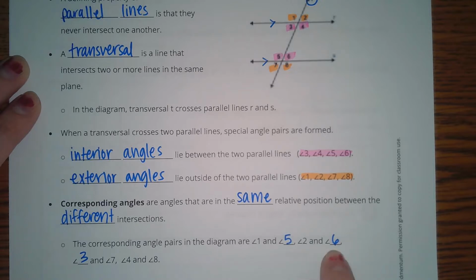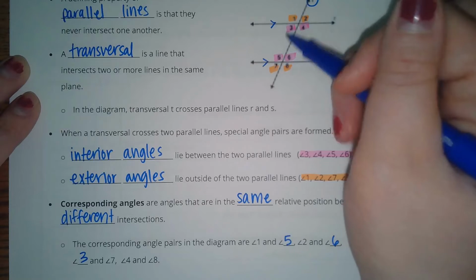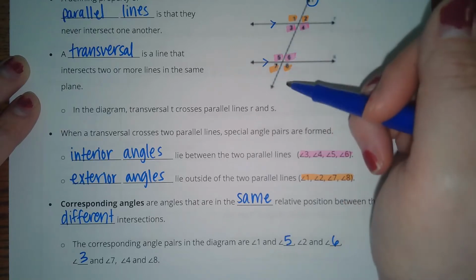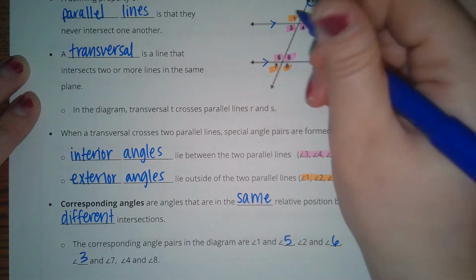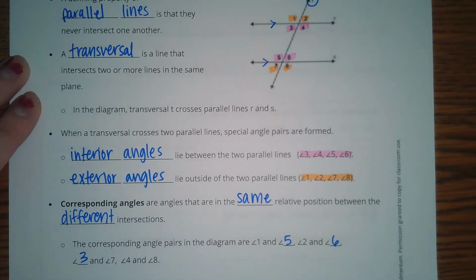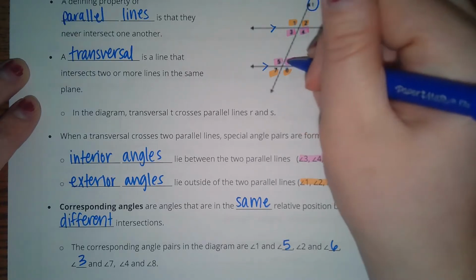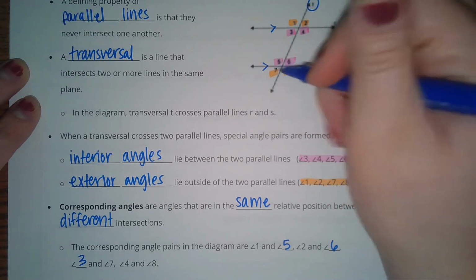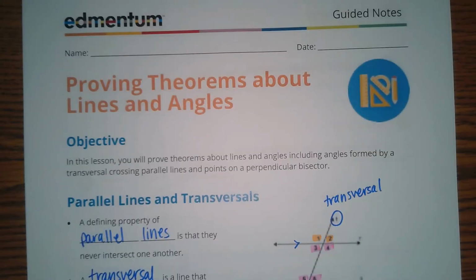Now 2 and 6, those are both in the top right. My 3 and 7 are both in the bottom left. And then my 4 and 8 are both in the bottom right. You'll see that they're in that same position for each of those parallel lines, but they are on different parallel lines, right? So 5 and 6 are not corresponding because they are attached to the same parallel line. All right.